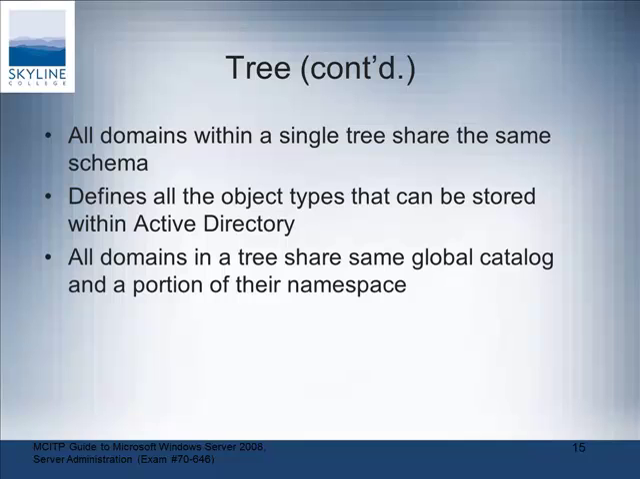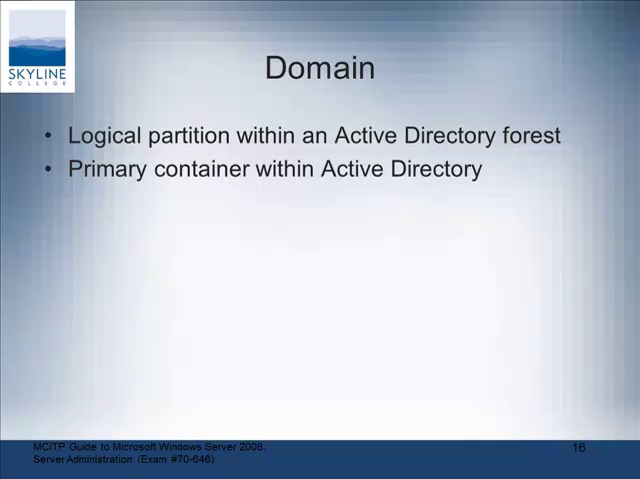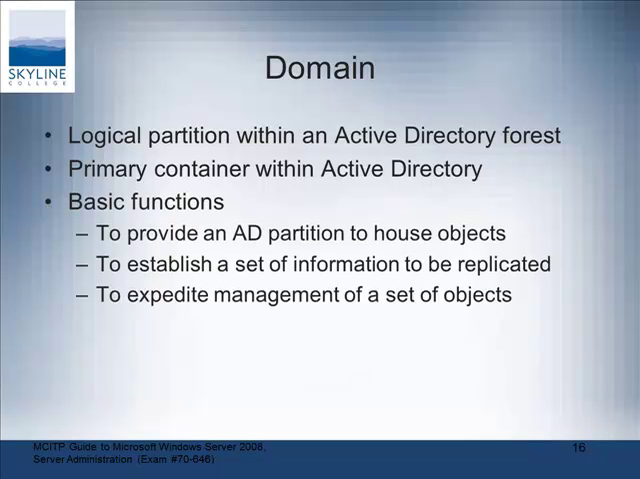Because, go back to the earlier slides, when was the global catalog created? First server in the forest, first server in the domain. It's not created by default on any other servers. You have to go configure that to make it available. Domain logical partition, primary container within Active Directory, the basic functions to provide a partition to house objects that we're going to manage together. Establish a set of information to be replicated and expedite management of those objects. And within the domain, we're going to have organizational units in order to further manage those things.